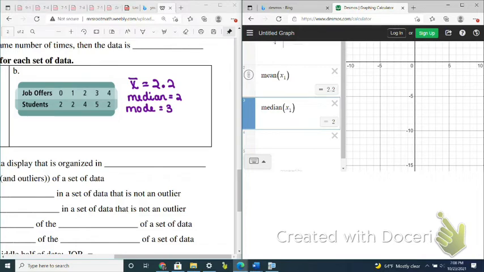So on your assignment today, pick which one you like to use. You can use your calculator, you can use Desmos, you could use both. It's whatever is easiest for you. So let's go on to our last thing, which is our box and whisker plot.